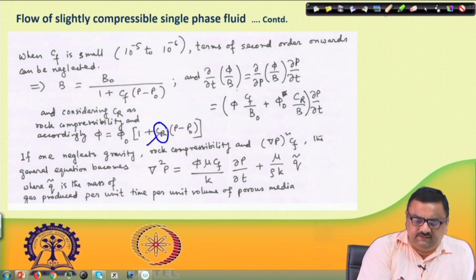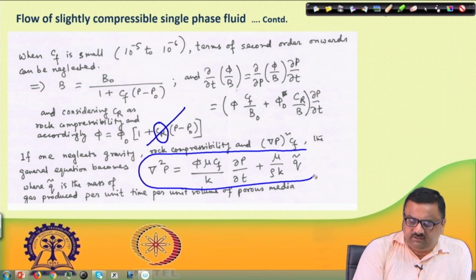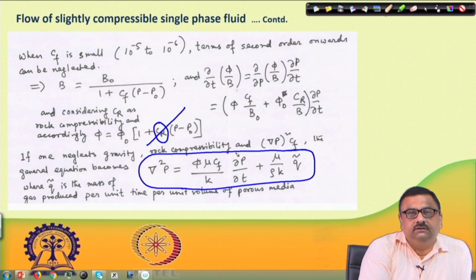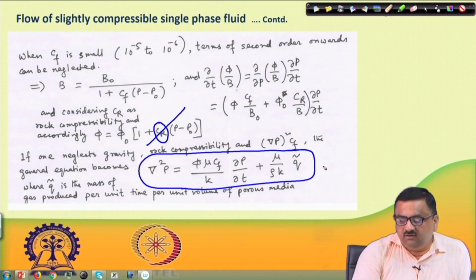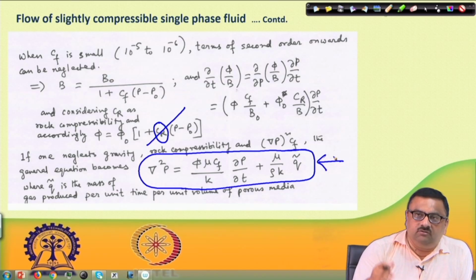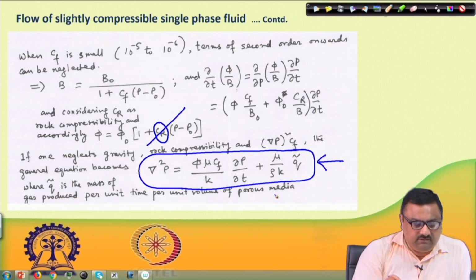If we ignore this CR, consider this to be 0 and some other simplifications, one can write this. This becomes the governing equation for the pressure profile for a slightly compressible system. This is also a very useful equation, because instead of talking about oil and gas and two phase flow, if you can treat the fluid as a slightly compressible fluid, you can probably predict the pressure profile much better, or in much simpler terms, using these equations.